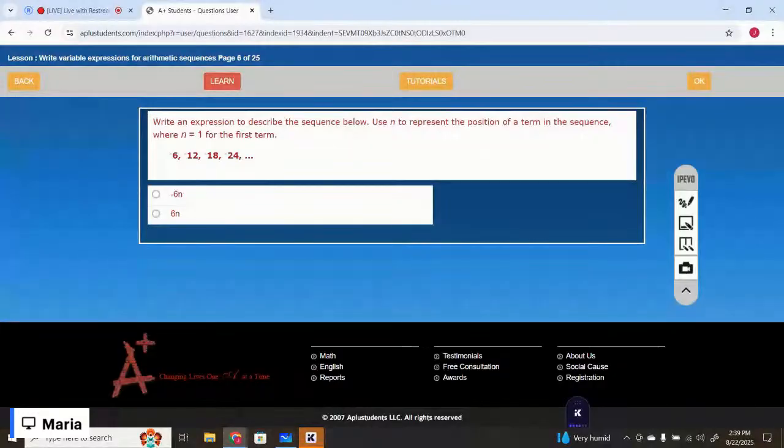Write an expression to describe the sequence below. Use n to represent the term in the sequence where n equals 1 for the first term. That is negative 6 and option number 1 is the correct option.